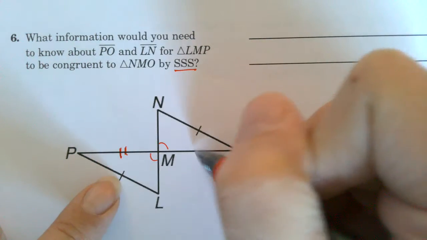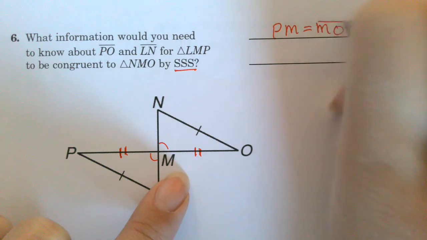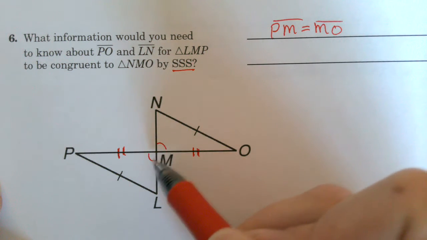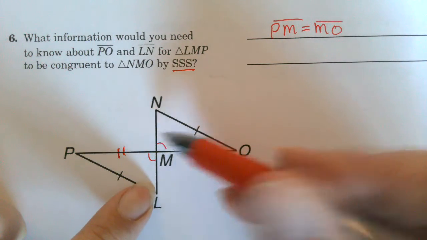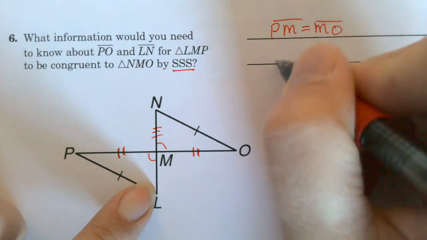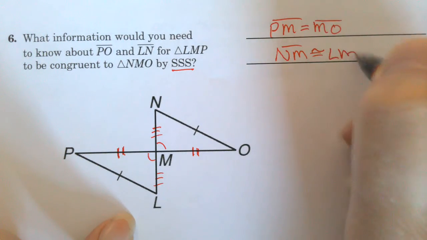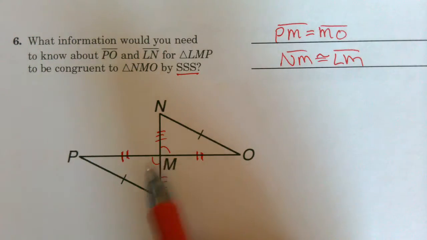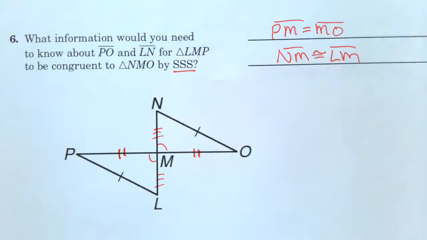For SSS, I would need to know that PM is congruent to MO. What else would I need to know to use side, side, side? It doesn't matter that these angles are vertical angles. They want to use side, side, side. Well, I have a side, another side. Don't I need the third side? So I would need that NM is congruent to LM. That's what I would need to know to make this work. So it didn't matter that the angles were congruent. Now, if I wanted side angle side, I would have to have these markings. Okay.